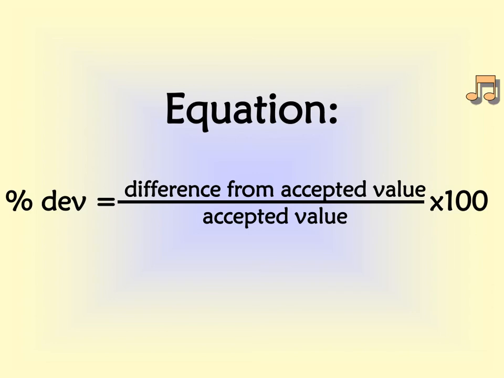The way it works is if your percent deviation is smaller than 5%, then you've done a great job. If it's between 5 and 10%, you've done an acceptable job. If it's bigger than 10%, unless there's some weird thing going on with the experiment, that's not so good.